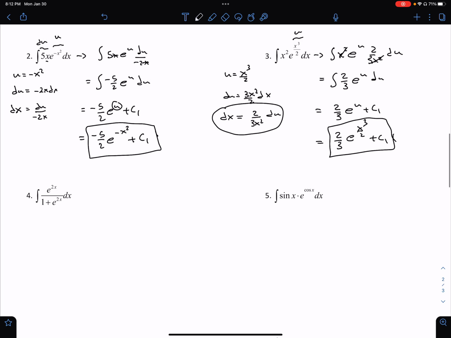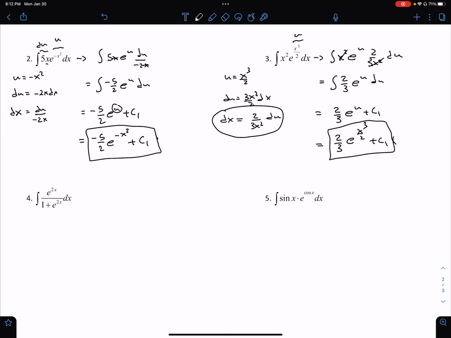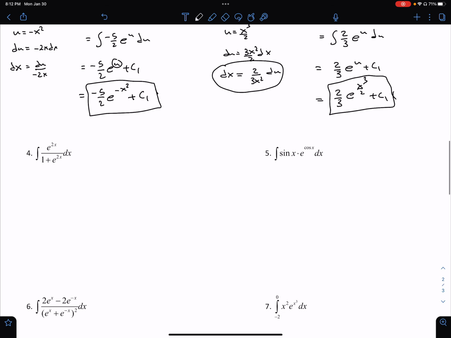Hello, welcome back. We're going to continue on with our antiderivative of base e. For number 4, we have the antiderivative of e to the 2x over 1 plus e to the 2x. This one is a slightly more challenging one. What do you want to be for our u in this case? So I'm going to play around a little bit.